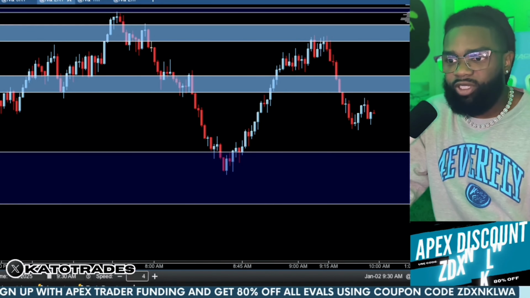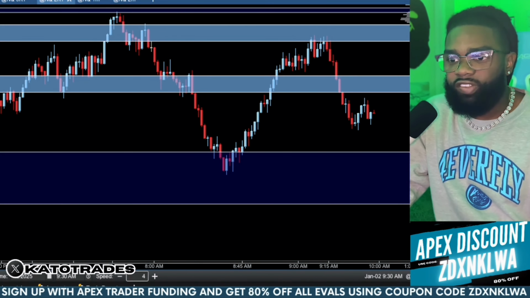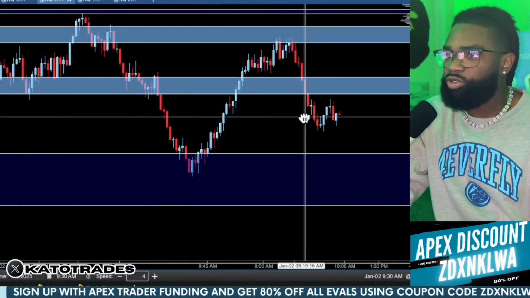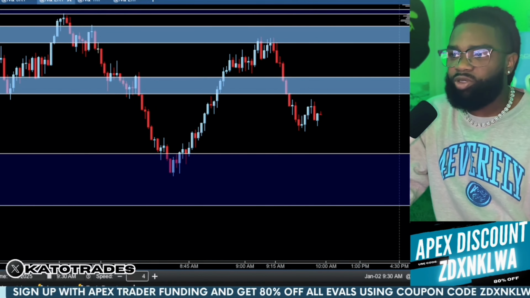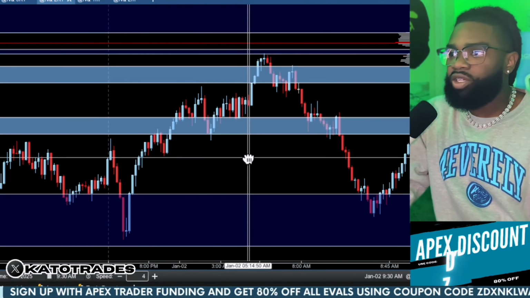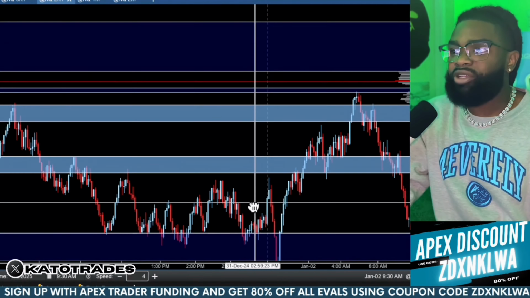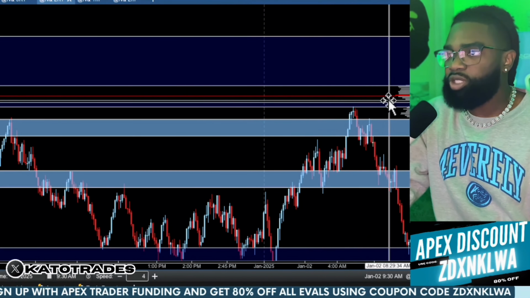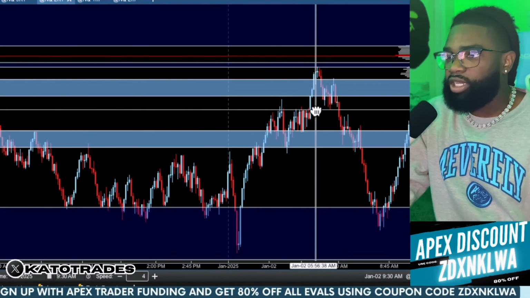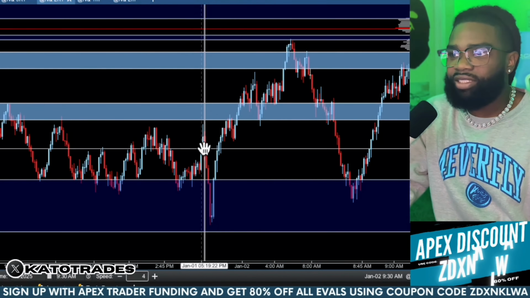The bar replay feature, I have it set to the 2nd of January, the day after the new year. So this was a day after a holiday. As you guys can see, we have supply and demand zones drawn. Our bigger zones are going to be darker blue here, and our smaller zones are going to be kind of like this sky blue.